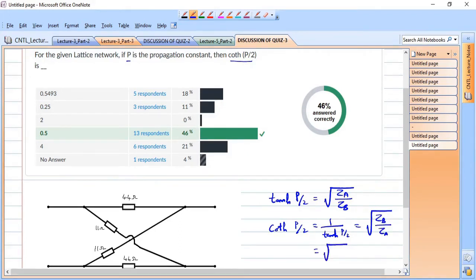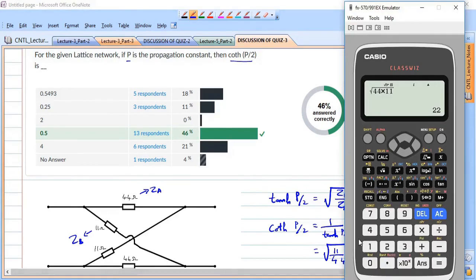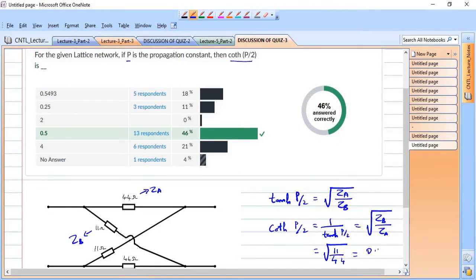So that is equal to root of, what is ZB? ZB is equal to 11, and ZA is 44. So 11 by 44, that is equal to 0.5. So that's the correct answer for this.